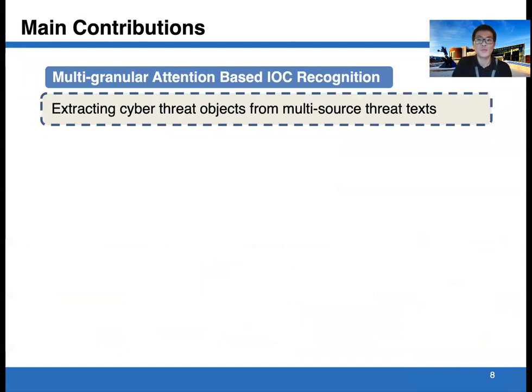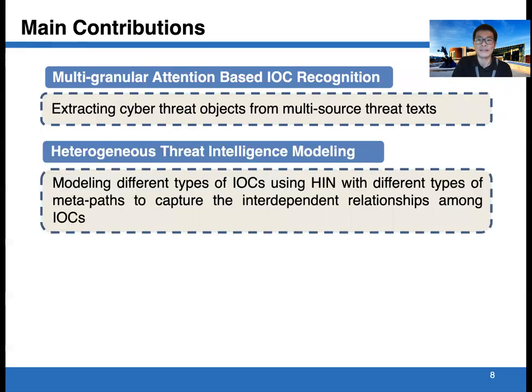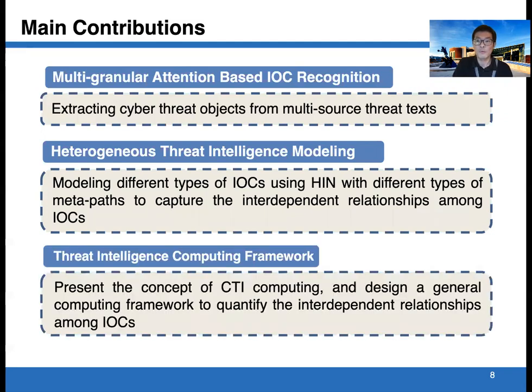In summary, this work makes the following major contributions. First, we propose a multi-granular attention-based IOC recognition method, which can accurately and effectively extract cyber threat entities from multi-source threat description data. Second, we model different types of IOCs using a heterogeneous information network, which introduces various metapaths to capture the interdependent relationships among IOCs. Third, we present the concept of threat intelligence computing and design a general computing framework to quantify the interdependent relationships among IOCs.